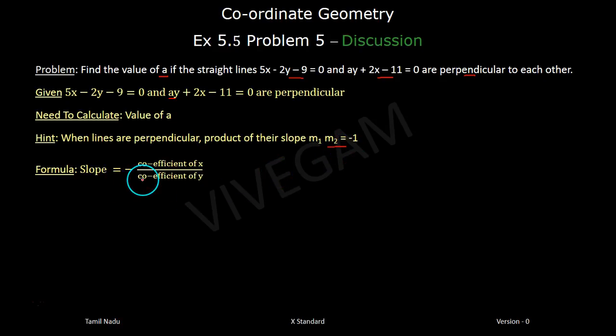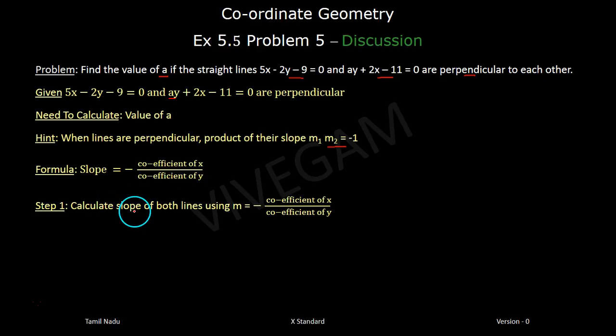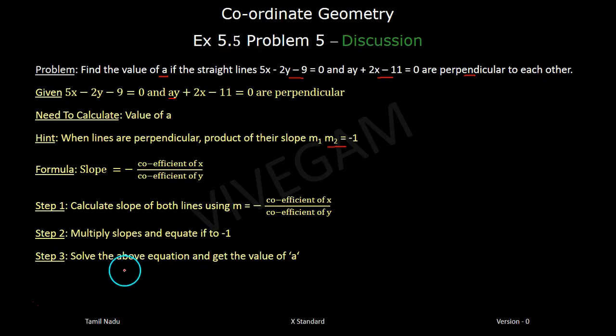The slope is given by minus coefficient of x divided by coefficient of y. So the steps: Step 1, calculate the slope of both lines using the formula m equal to minus coefficient of x divided by coefficient of y. Step 2, multiply the slopes and equate it to minus 1. As the lines are perpendicular, you will have the condition that the product of the slopes will be equal to minus 1. Then solve the equation. When you do this, you will get an equation in terms of A. Solve this equation and get the value of A.